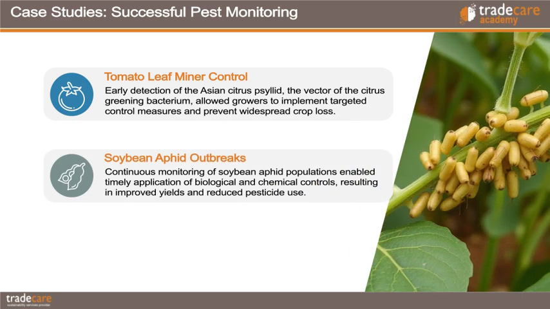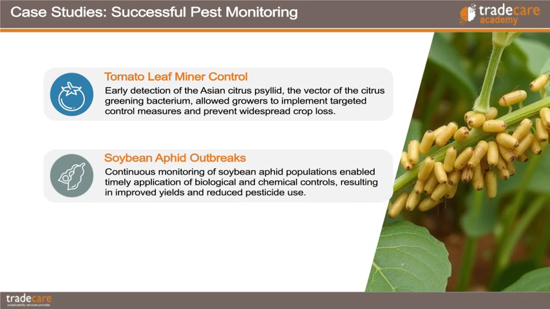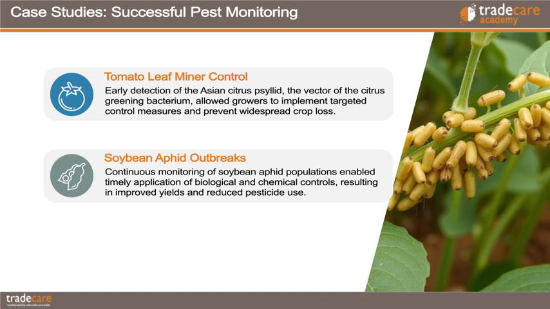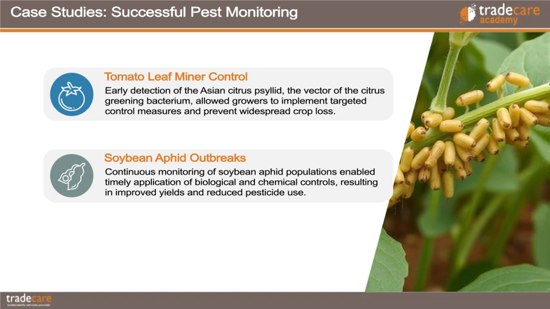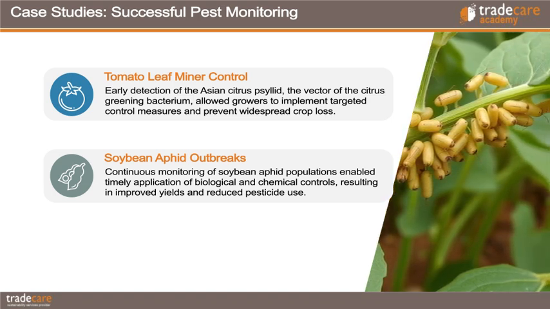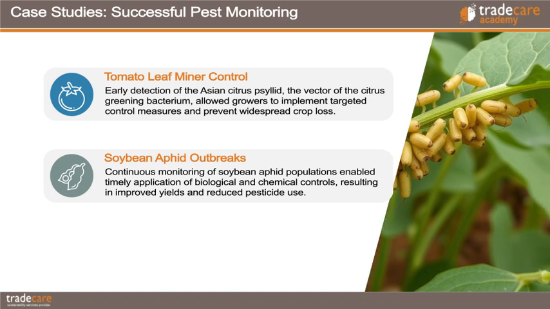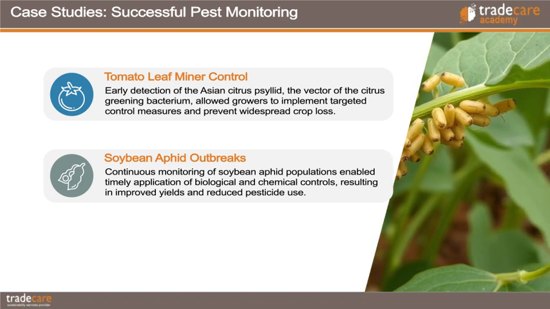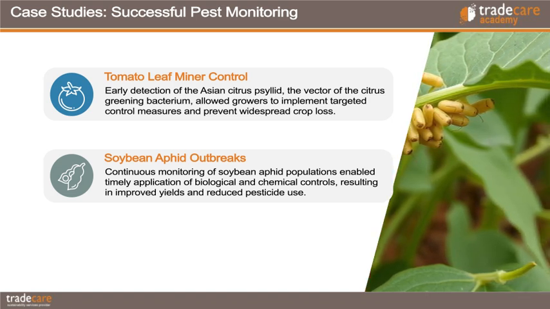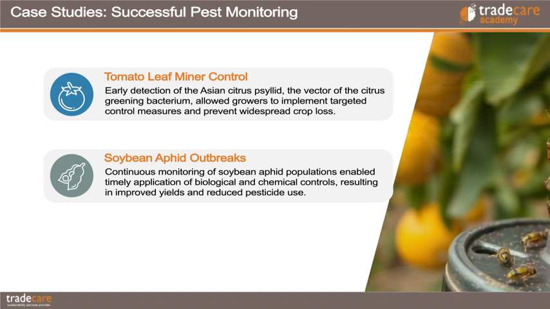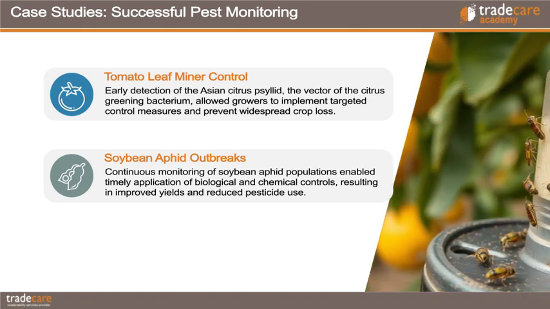Next, soybean aphid outbreaks. Continuous monitoring of soybean aphid populations enabled growers to apply biological and chemical controls in a timely manner. As a result, this strategy led to improved yields and reduced pesticide use, showcasing the effectiveness of ongoing monitoring.